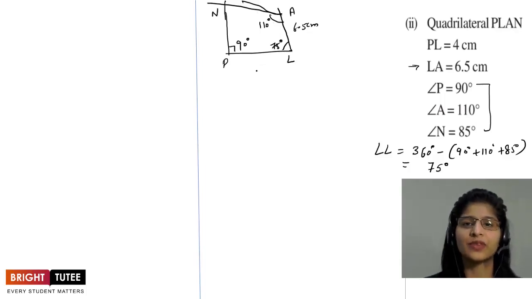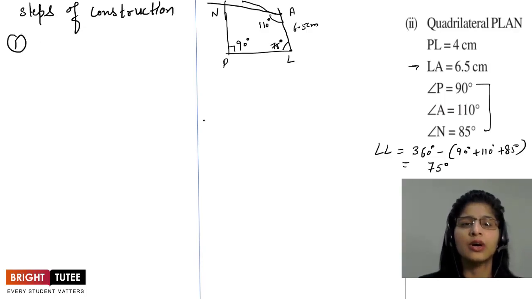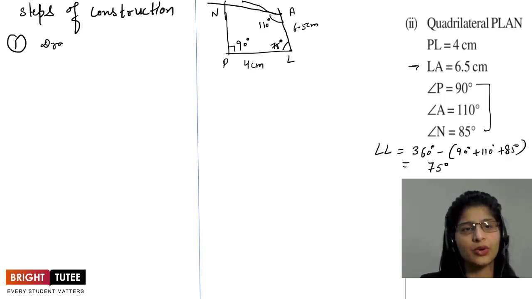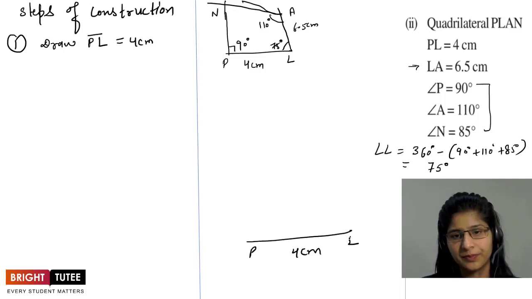Let us try the steps of construction of the quadrilateral PLAN. So here we will write the steps of construction. So students, what is the first thing? I think you can now see what we need to do. We need to draw PL of 4 centimeter. So we will write: draw line segment PL of 4 centimeter. So let us draw it here.